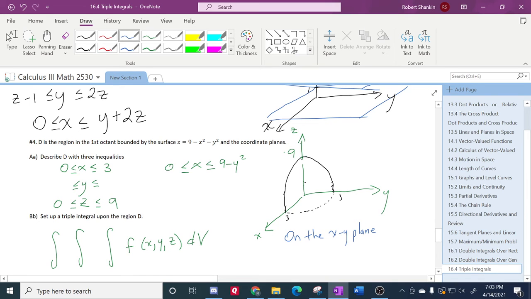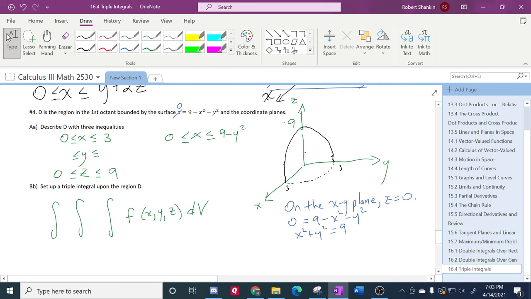Now, when you're on the XY plane, you're on the XY plane because z is 0. Let's go back to this equation and substitute 0 in temporarily. 0 equals 9 minus x squared minus y squared. Bring the x squared and the y squared to the left-hand side: x squared plus y squared equals 9. It's a circle, a circle of radius 3. It would go all the way around except we're stuck in the first octant.